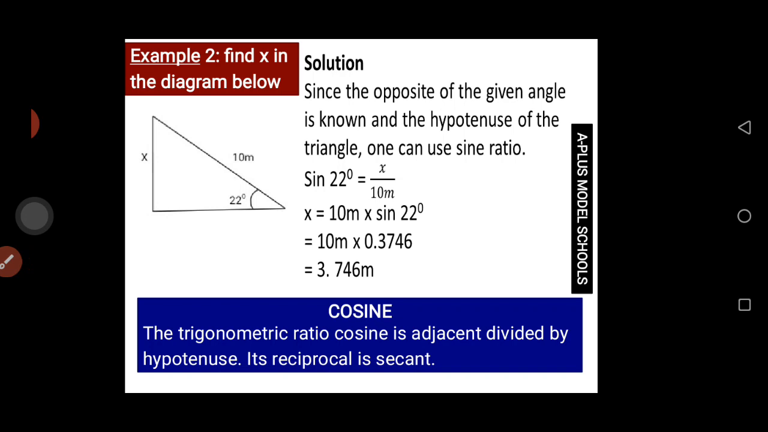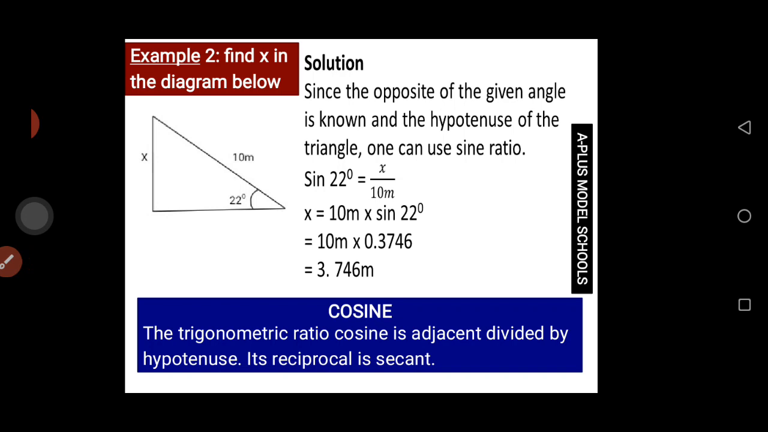Then multiply it by 10 meters. That will give you 3.746 meters. So the value of x there is 3.746. You can also approximate your answer to be 4 meters, because the hypotenuse is also given to the nearest whole number. So I can also approximate my answer here to be equal to 4 meters.